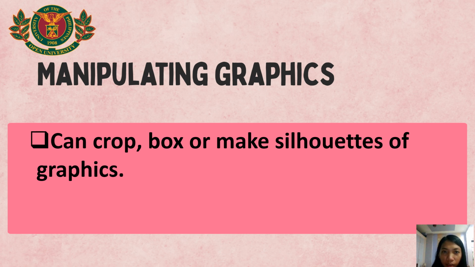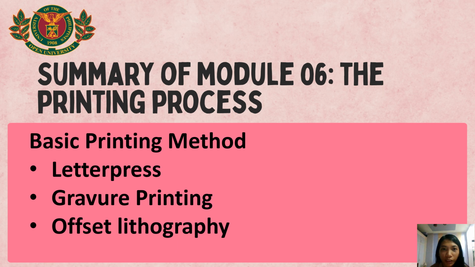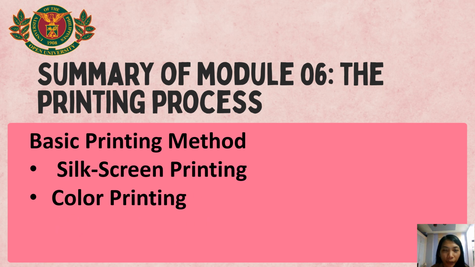And I think this is the last topic that I'm going to present. But before I end my presentation, I just want to summarize the key topics of this module. Let's start the summary with the basic printing methods, which include letterpress, gravure printing, offset lithography, silk screen printing, and the last basic printing method, which is color printing.